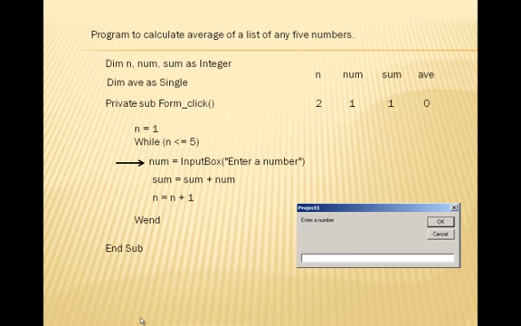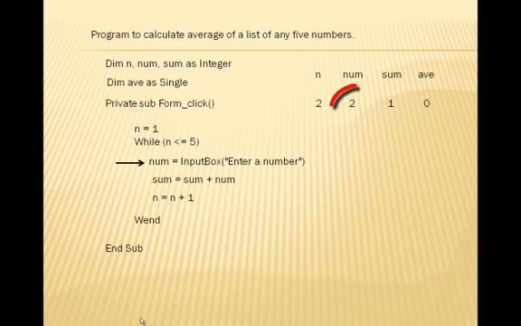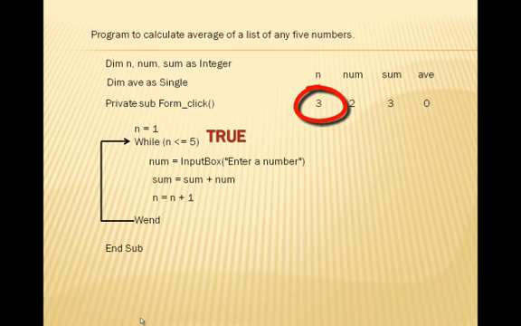Then again we enter a number, let's say 2. Then num will become 2. Then sum plus num, or 2 plus 1, then sum will become 3. Then add 1 to n, then n will become 3. Then test again for the condition, n less than or equal to 5. Since n is 3, again the result is true.